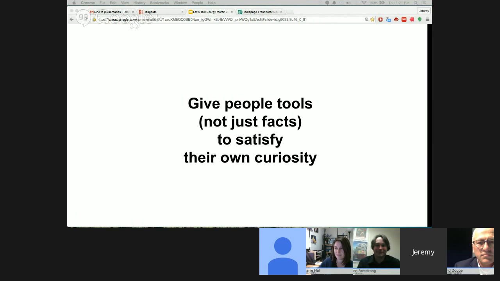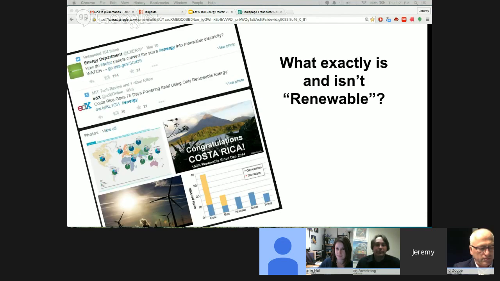The other thing is, don't just give facts. People reject facts that don't match their worldview because they're people. If you give them tools to satisfy their own curiosity, they're changing their own minds, which is much more effective. For example, Costa Rica had a 75-day streak of using renewable energy. And a lot of people simply retweeted that as congratulations, Costa Rica. But really, what is and isn't renewable? Is there a dividing line between that? Is there a gray area? Can I categorize that? Is there an opportunity here for you to have a little flow chart of how renewable and non-renewable energy works? How does, say, solar power work, which is what the Energy Department of the US chose to frame this discussion on Twitter as?